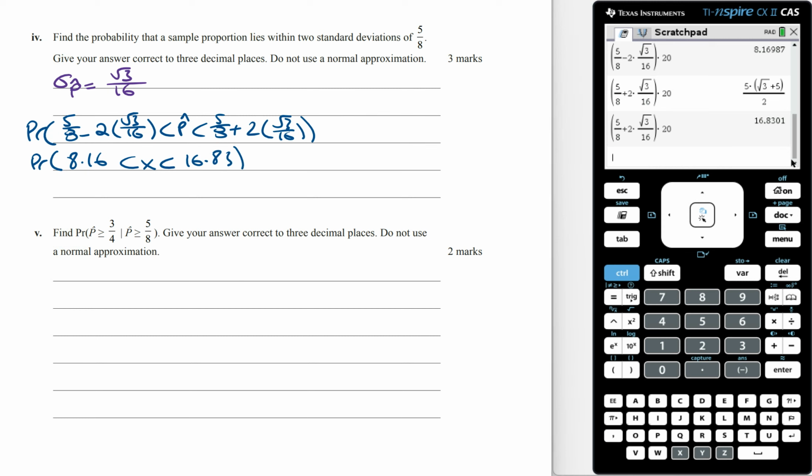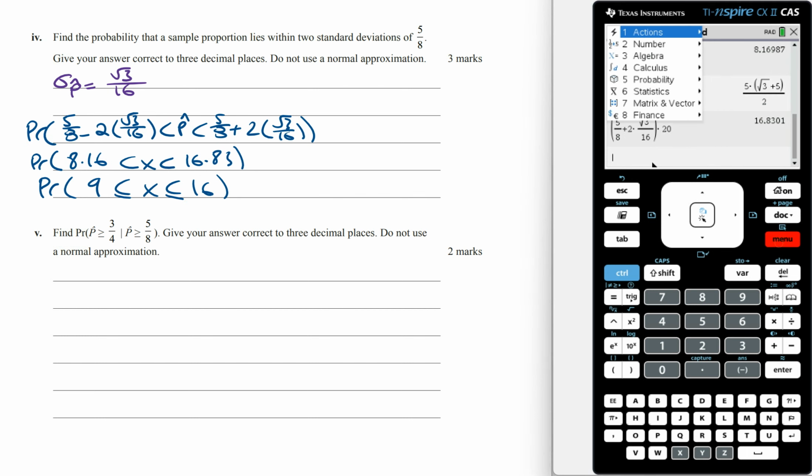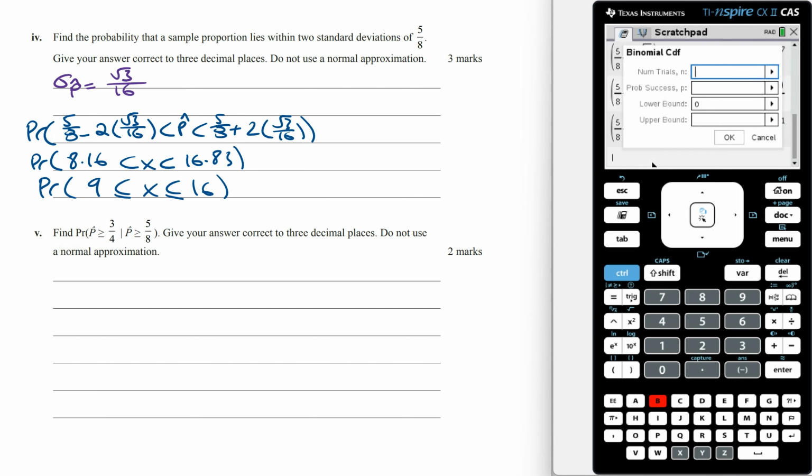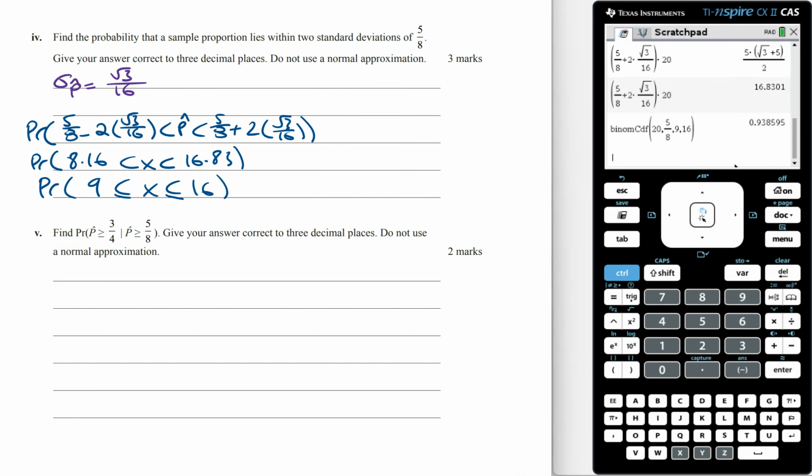For a binomial distribution, the variable x can only be whole numbers, and so this is going to be equivalent to the probability that x is going to be larger than or equal to 9 and less than or equal to 16. From here, to work this out, we use the binomial CDF command in the calculator. The number of trials is going to be 20. The probability of success is going to be 5 on 8. The lower bound is going to be 9, and the upper bound is going to be 16. And so correct with 3 decimal places, this is going to be 0.939.